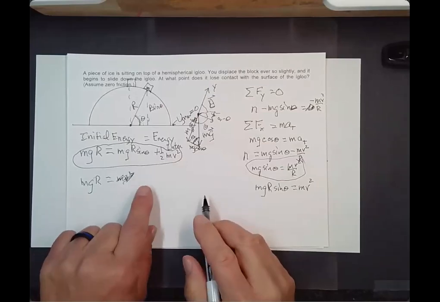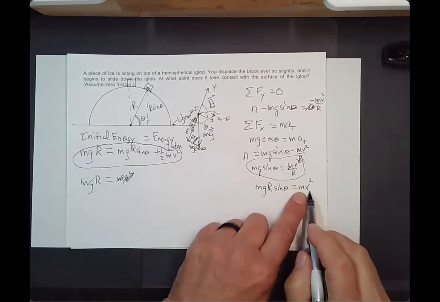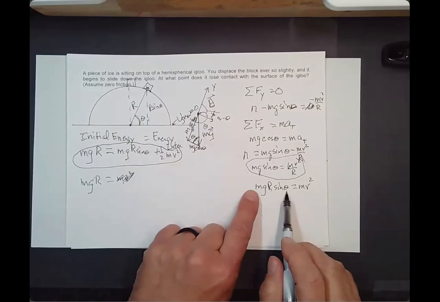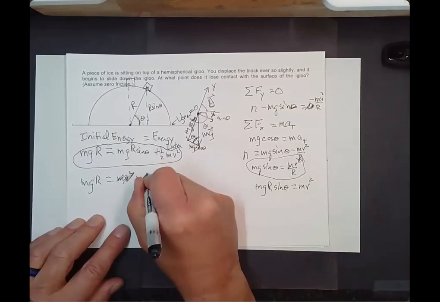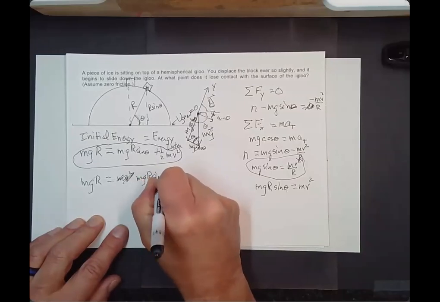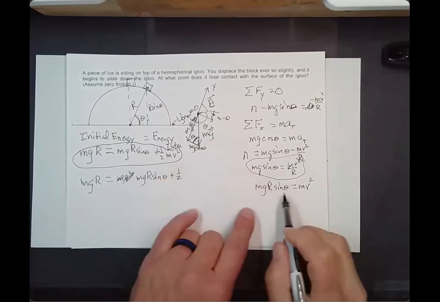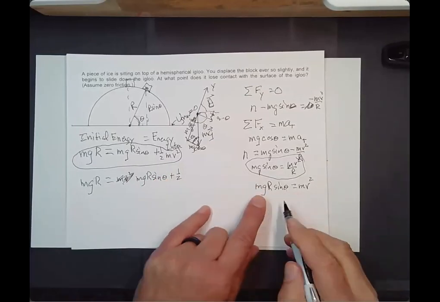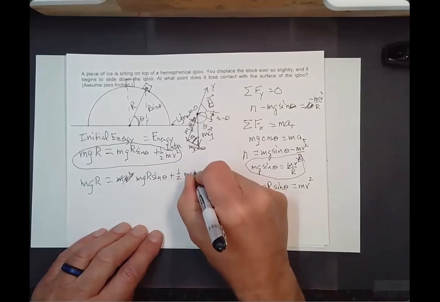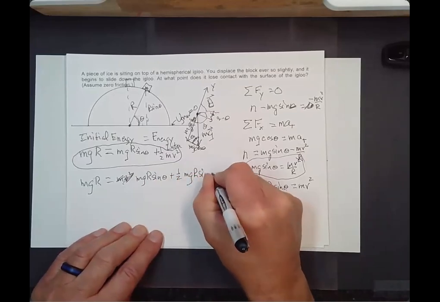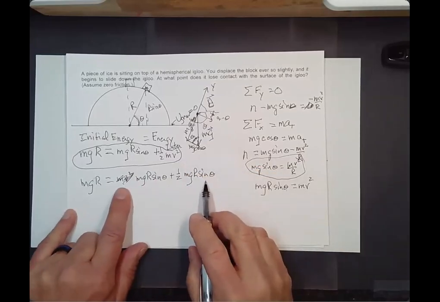Actually, what I think I'll do instead, I want to know the angle theta. mv squared is going to be this thing, so I'll stick that in there instead. So mg capital R equals mgR sine theta plus 1/2 of mgR sine theta. And there's my expression for when this happens.